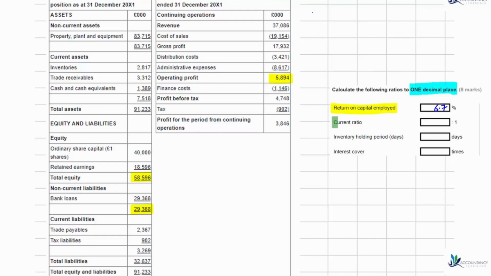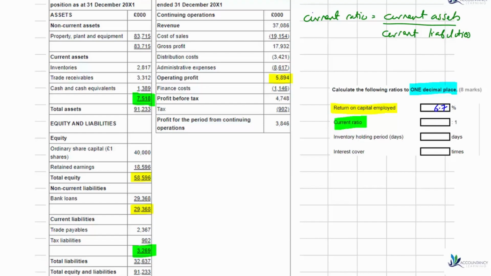The second ratio required is the current ratio, and this is the total of current assets divided by current liabilities, and it's helping us to understand whether we have enough assets that should turn into cash in the next 12 months to be able to pay off the liabilities that are due in the next 12 months. We have our total for current assets, we have our total for our current liabilities, so we just need to divide one by the other, and that gives us an answer of 2.3 to 1.